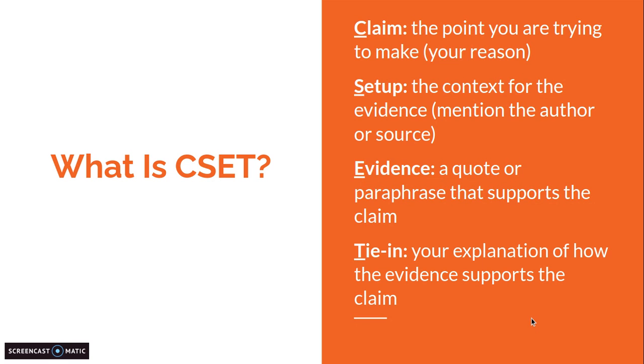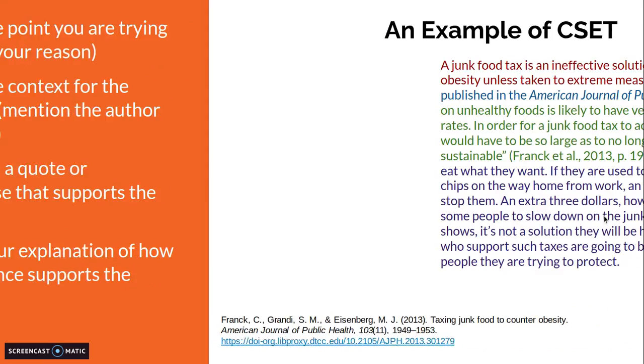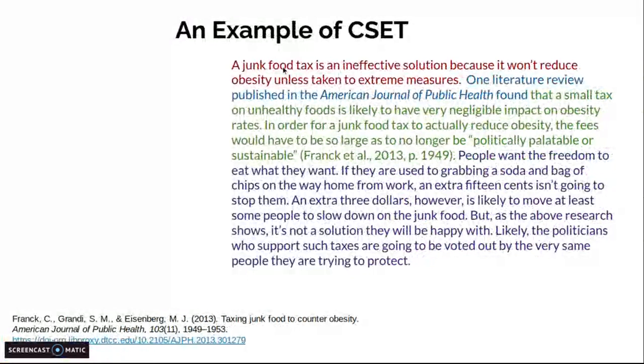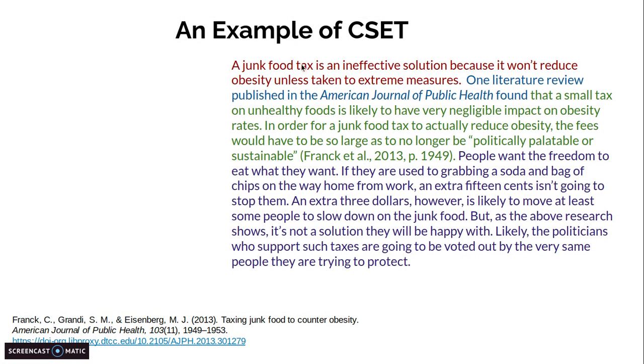And then finally, we've got the tie-in, the hardest part, a lot of people think, of CSET, which is where you provide some explanation of how the evidence supports the claim. And this is the hard part because it usually involves a good amount of critical thinking on your part. How does the evidence tie to the claim, or how does it help advance the claim or advance your position? So let's look at a CSET paragraph and break it down by its various parts so that you can understand this a little bit better.